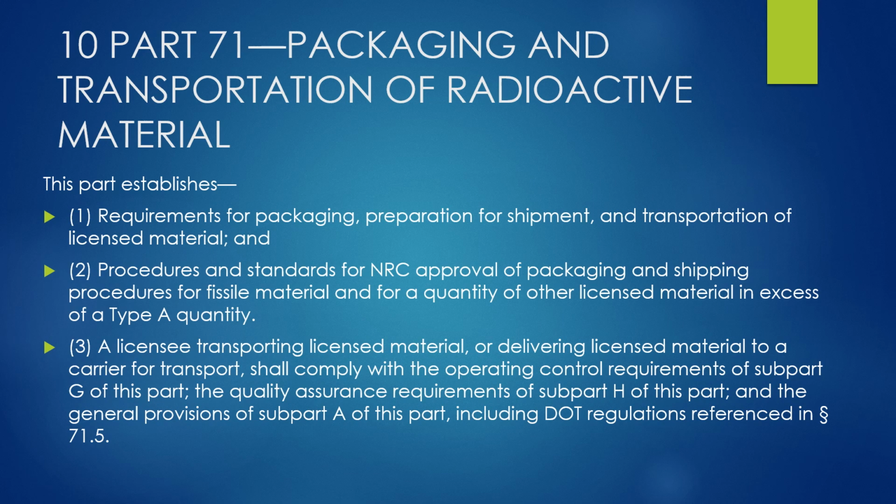So 10 CFR Part 71 has to do with the packaging and transportation of radioactive material. This part establishes the requirements for packaging, preparation for shipment, and transportation. Procedures and standards for the NRC approval of packaging and shipping. Procedures for fissile material and for a quantity of other licensed material in excess of type A quantities. And then a licensee transporting licensed material or delivering licensed material to the carrier for transport has to comply with those regulations. So basically, you just have to follow them.